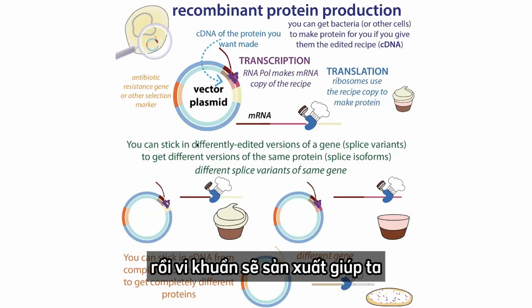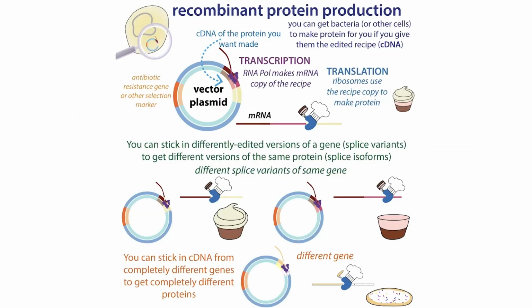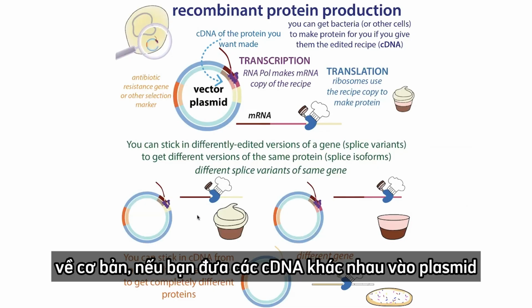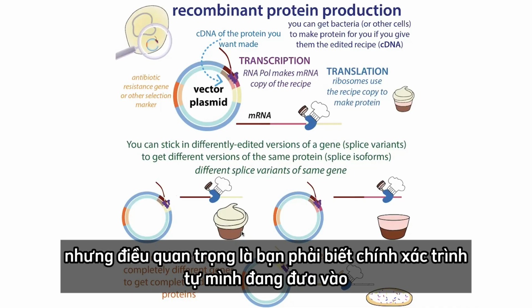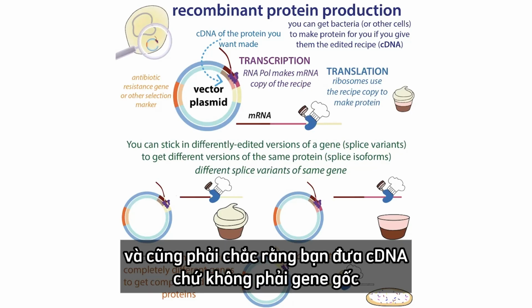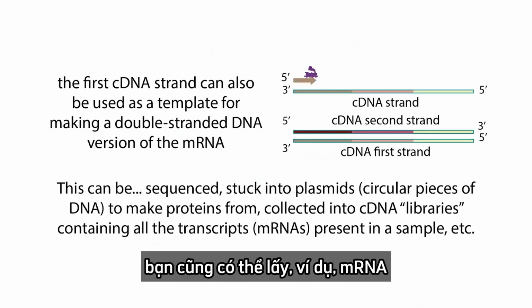it for us. And going back to what I was talking about before, where there being alternative splice variants of the same gene, basically, if you stick different cDNAs into the plasmid, you can get the cells to make different versions of the protein. But it's important that you know what sequence you're putting in. And it's important that you put in cDNA and not the original gene, because the bacteria wouldn't be able to do that splicing.